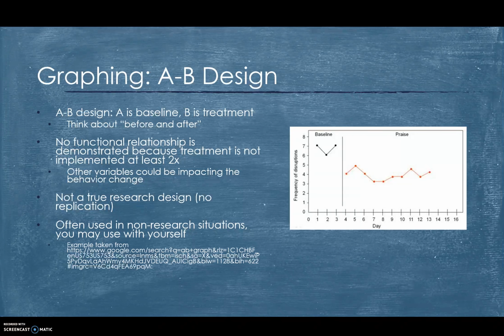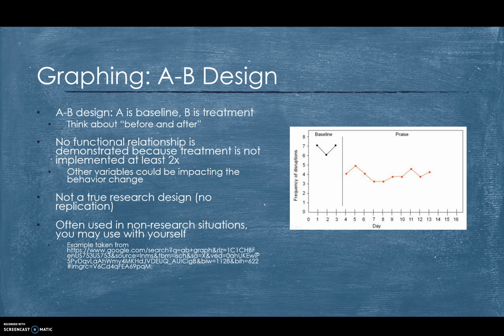So A would be that baseline, B would be the intervention. We see an A-B design example here. So we're looking at this and understanding then that this is not a true research design. And the reason that I say that is it does not test the treatment or implement the treatment more than once. We would really want to do that at least 2 times, if not more, to see if there truly is an impact. Because right now, it could be any variable that's affecting.